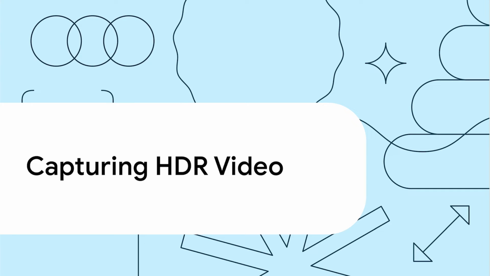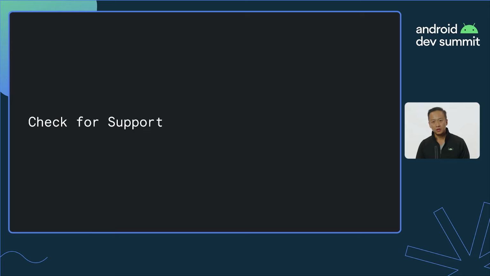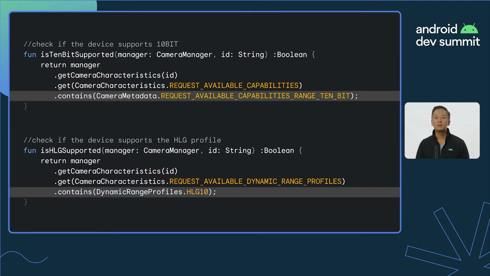First, we need to check for HDR support. Note that in-app capture is only available on supported devices, and these devices must be running Android T or later. Here, we check to see if 10-bit range is supported. We also check to see if the profile that we want is available. For instance, we check for HLG.